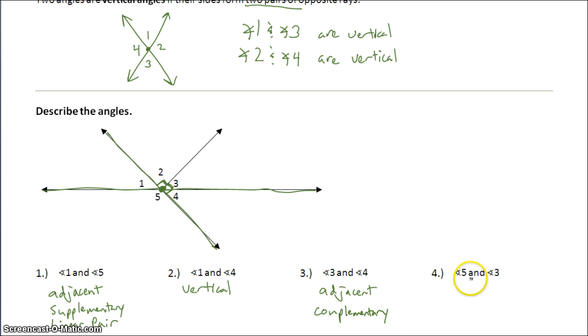And lastly, 5 and 3. 5 and 3 share a vertex and one pair of opposite rays. But if you look, the other side of angle 3 and the other side of angle 4 do not form opposite rays. So 3 and 5 are not vertical. They're across from each other, but I don't have two pairs of opposite rays. 3 and 5 are actually nothing of each other.